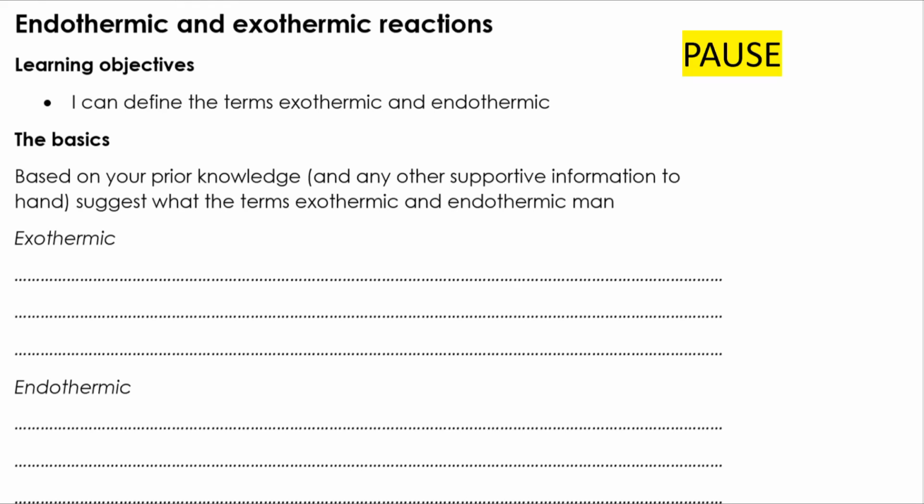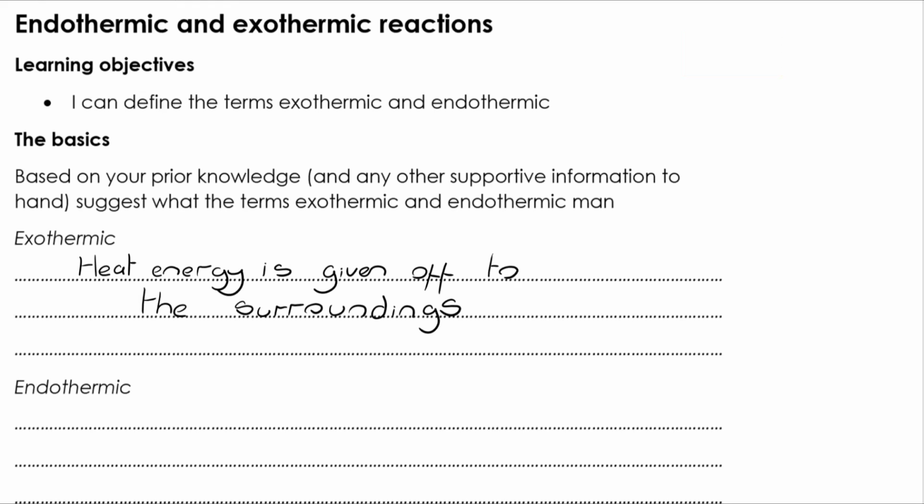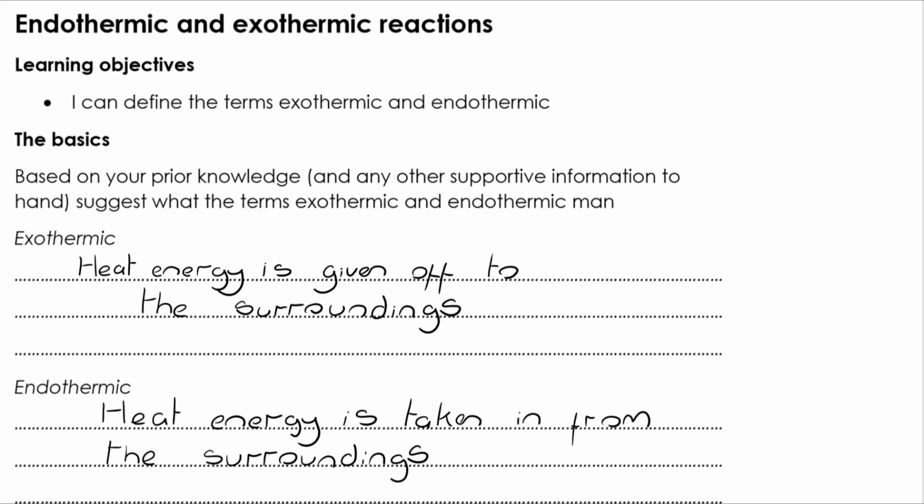So for an exothermic reaction, heat energy is given off to the surroundings. Really straightforward definition, one that's going to be absolutely vital for you to remember. In terms of endothermic, heat energy is taken in from the surroundings. Now, as we go on through the course of this lesson, we're going to think a lot more about what that actually means and why it's so important that we remember it.